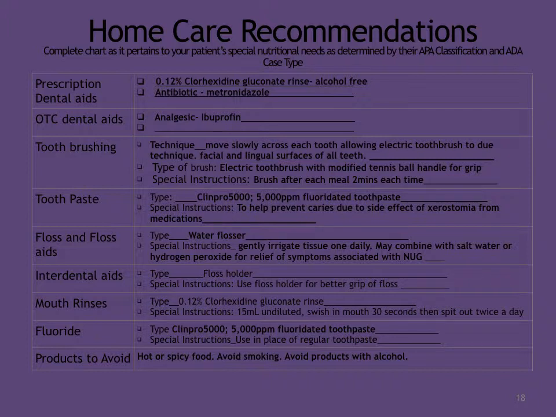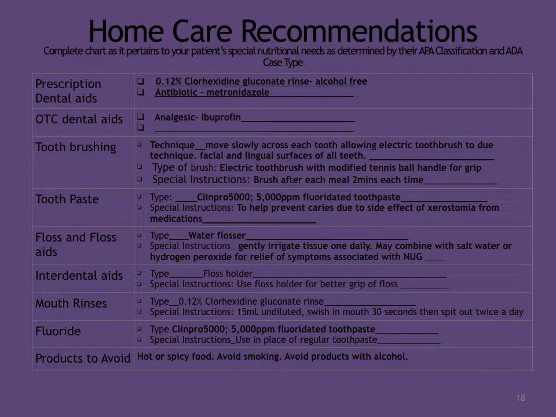We have 12% chlorhexidine gluconate rinse, alcohol-free, and an antibiotic. Over the counter, we have an analgesic, such as ibuprofen. Toothbrushing technique is to move slowly across each tooth, allowing the electric toothbrush to do the work. Facial and lingual surfaces of all teeth. Type of brush: electric toothbrush with modified tennis ball handle for grip. Special instructions: brush after each meal, 2 minutes each time.